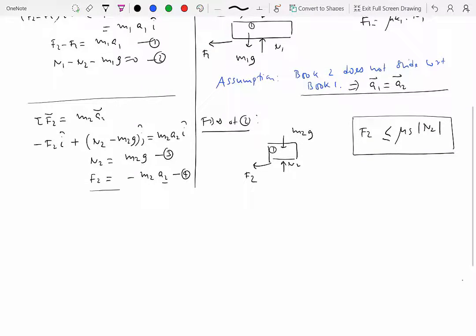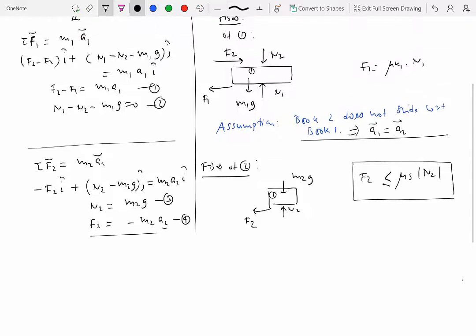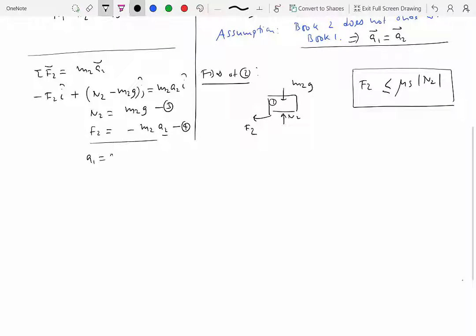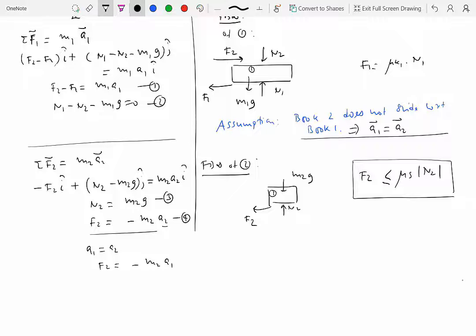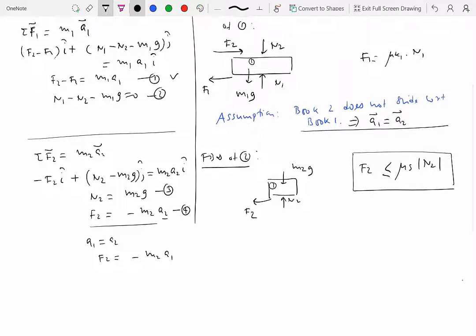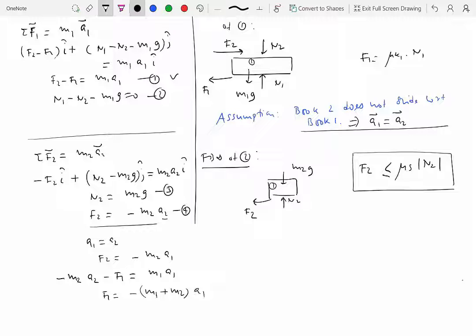So F2 is known to us from here, and A1 is equal to A2. So F2 is also equal to minus M2A1 from equation 4, right? So I'm going to substitute this in equation 1 right over here. So that's minus M2A2 minus F1 equal to M1A1. So that gives us F1 equal to minus (M1 plus M2) times A1, okay?